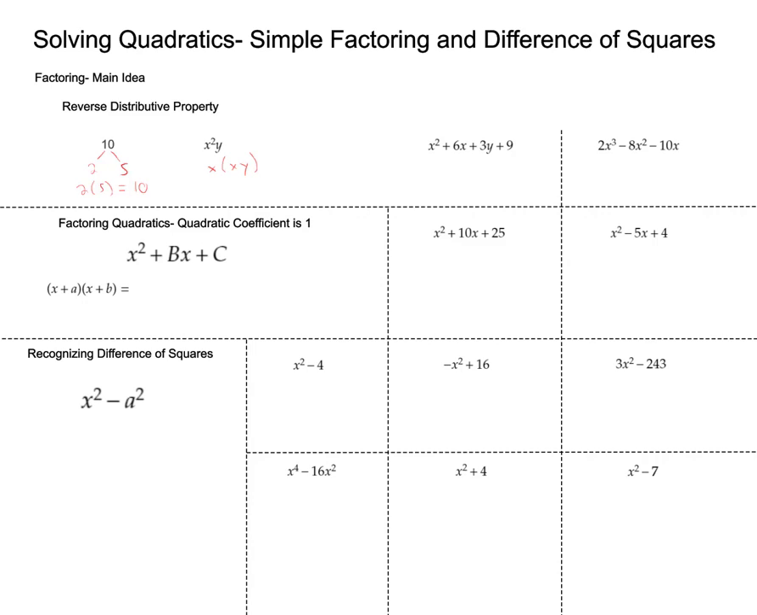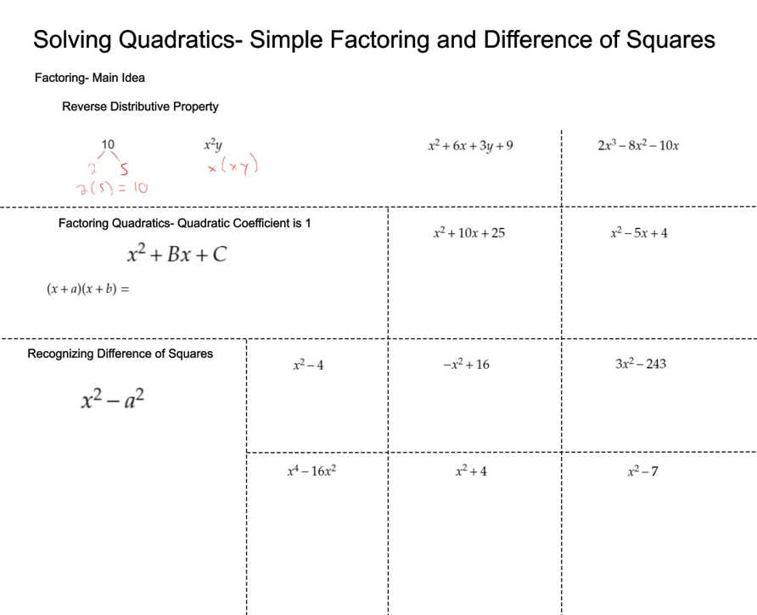Let's take, for example, x squared plus 6x plus 3y plus 9. We don't actually need to find like terms or common factors for everything in this expression. We can actually group this up. In fact, there's something called factoring by grouping, which is actually useful in solving some more difficult quadratic equations, which we'll cover in another video.